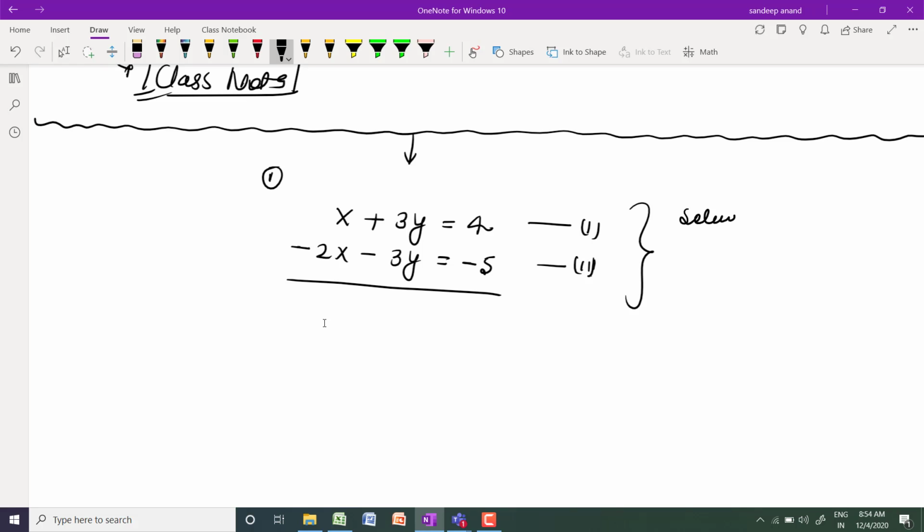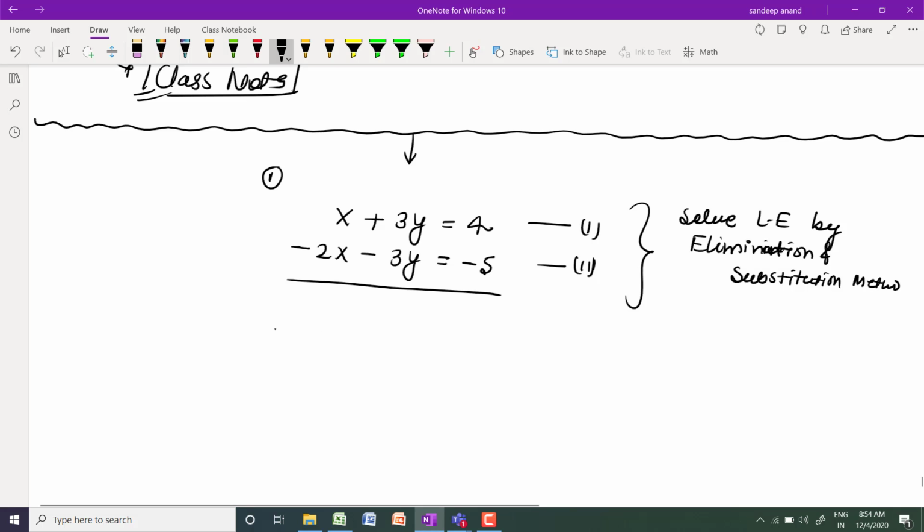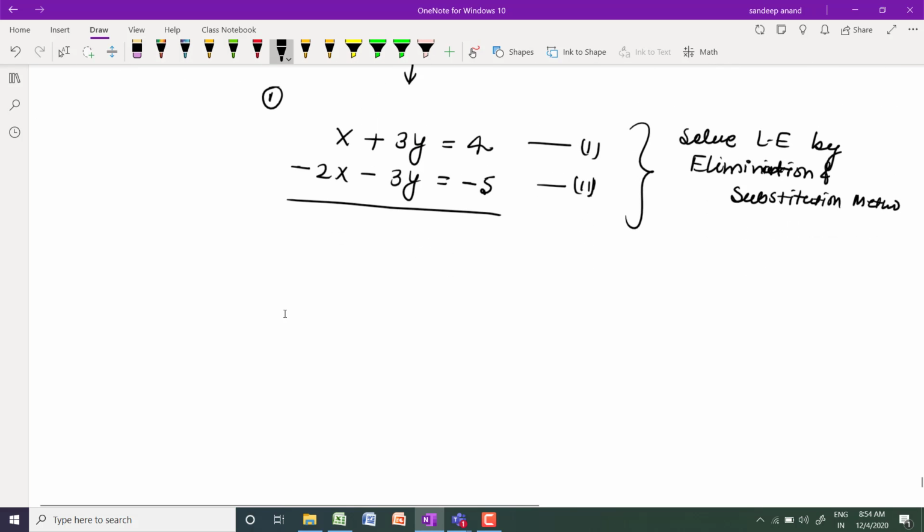You need to solve this linear equation by the elimination and substitution method. Now I am going to solve this problem by elimination and substitution both. So for that I just draw one line in between. The first concept is elimination, and the second one is substitution.